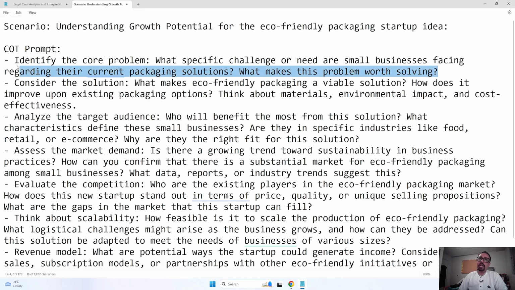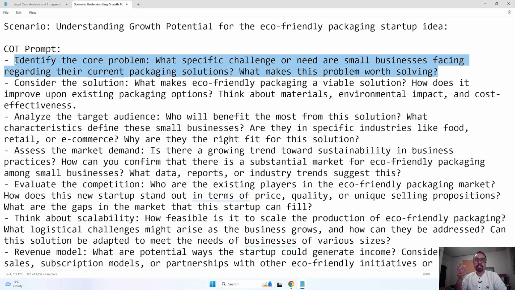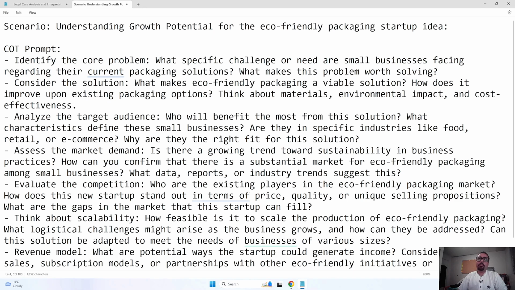First, I just highlighted the topic on which I am giving guidance to ChatGPT in COT, but within each topic I have multiple questions which are very important for me to analyze. So the first topic is identify the core problem, where you can see I have asked ChatGPT 2 questions. The first one is, what specific challenge or need are small businesses facing regarding their current packaging solutions? It is understanding the core problem before we come to a conclusion that this is the right product. Okay, then what makes this problem worth solving? So now, in the first, we are checking if our product is being required in the market.